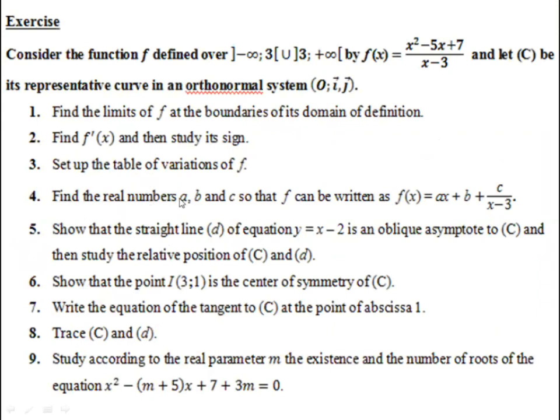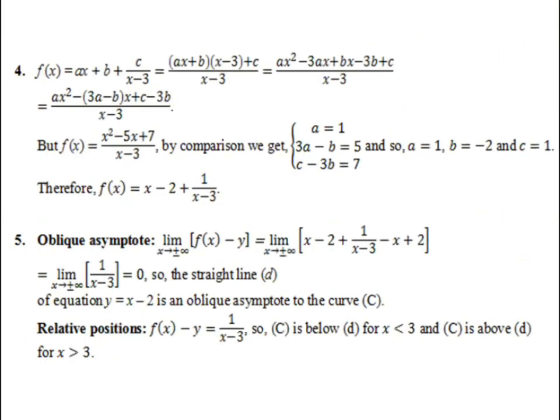Now, we have to find the real numbers a, b, and c, so that f can be written under the form (ax + b) + c all over x - 3. So f(x) equals (ax + b) + c all over x - 3. Here we have (ax + b) multiplied by (x - 3), and here we have c all over x - 3. We make a common denominator.